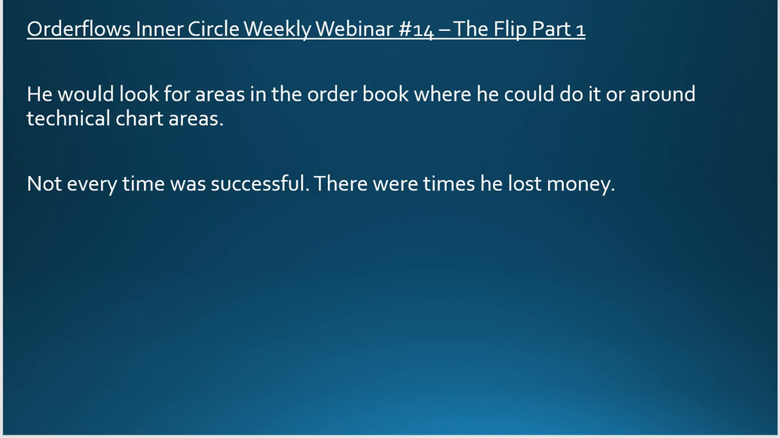If it was near a technical area, he could do it. If it was in a place where the book was at that time, maybe he could get a few ticks out of it, he would do it. Not every time was successful. There's times he lost money.